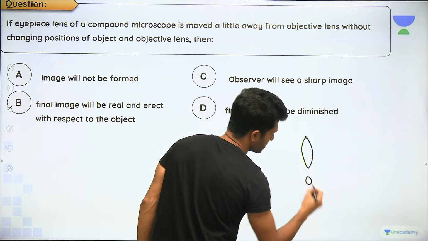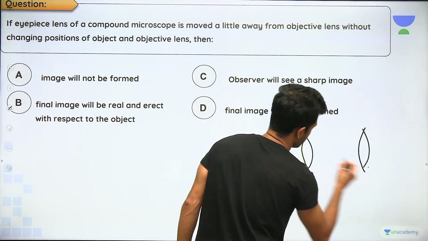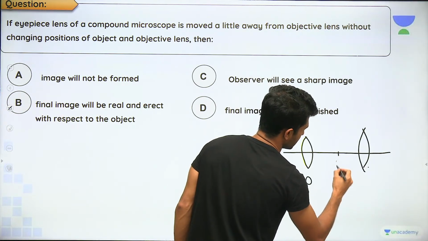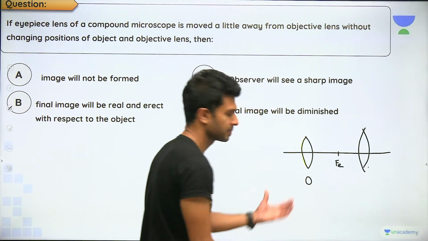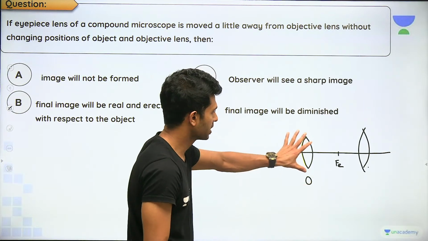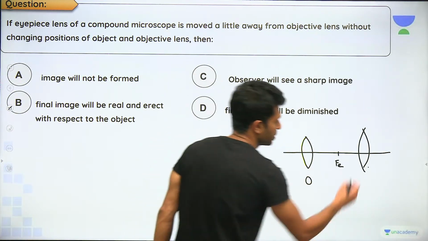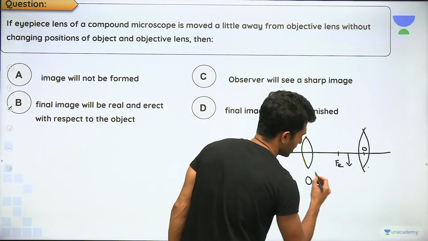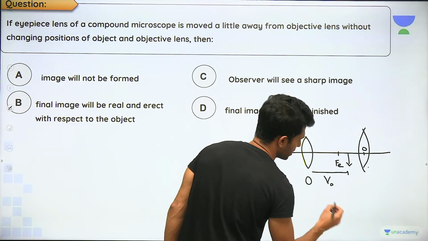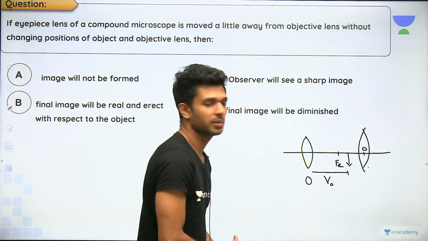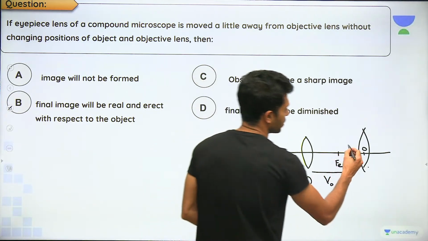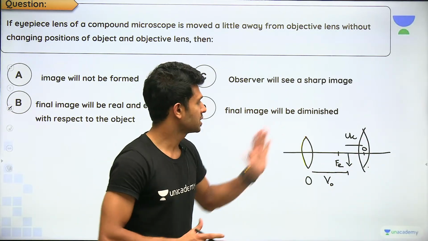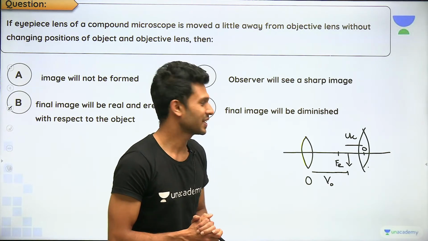We have the objective lens here. We have the eyepiece. You know that if this is the focal length of the eyepiece, the image of the objective lens has to be formed somewhere between the optic center and the focal length here, right? This should be the distance of the image from the objective, which will be acting as the object for the eyepiece, है ना?